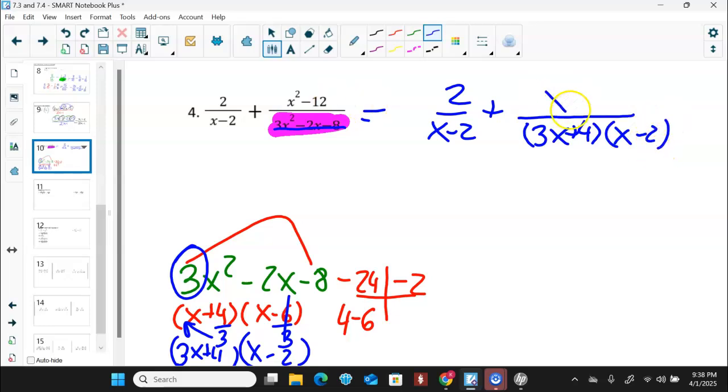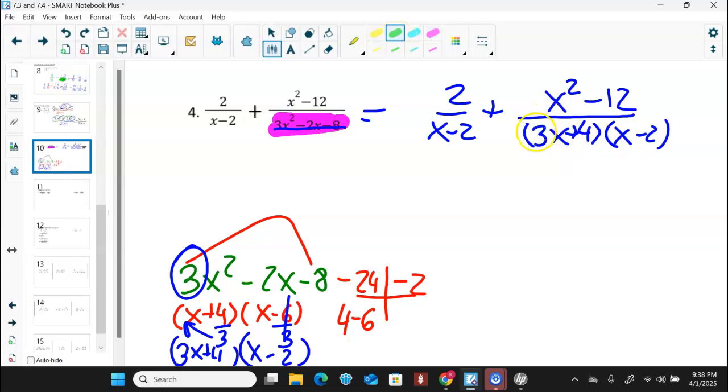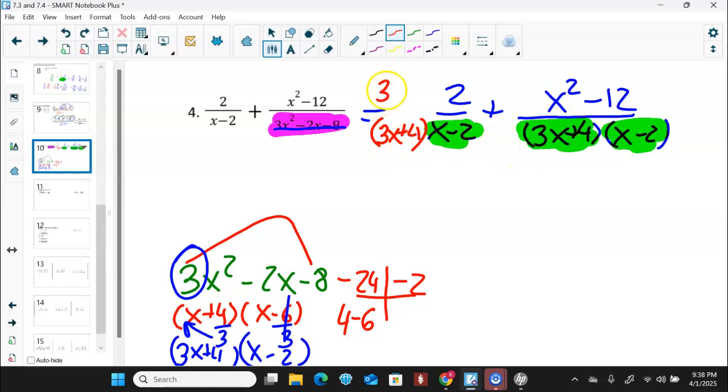And on the top, I'm just going to repeat x squared minus 12 because I am only worried about the bottom at the moment. Now, once again, when I look to the right and to the left, the right side has 3x plus 4 and x minus 2. The left side only has x minus 2. So what is missing is 3x plus 4. So I am going to multiply this side by 3x plus 4 to make the bottoms look identical, which means that I also got to multiply the top by 3x plus 4 as well.